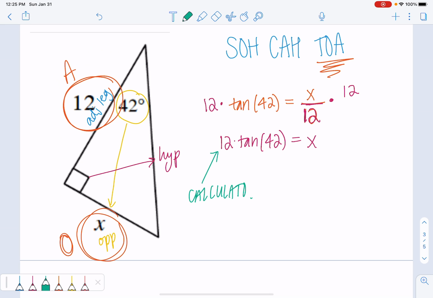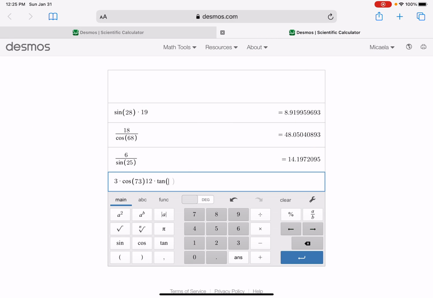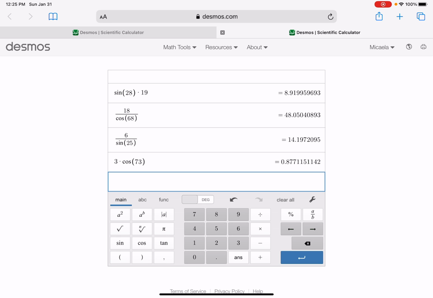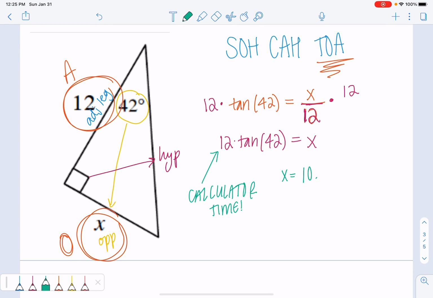Calculator time, because x is alone. So 12 times tangent of 42. Oops, forgot to hit delete. 12 times tangent 42, 10.8. X equals 10.8.